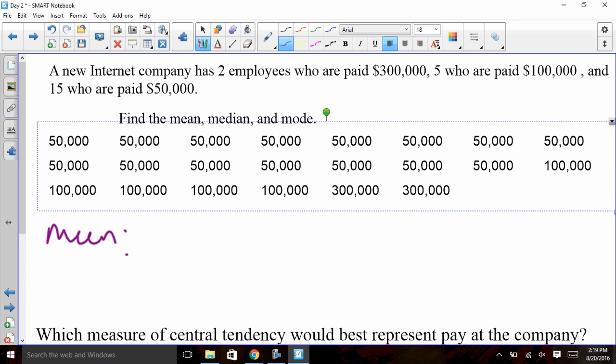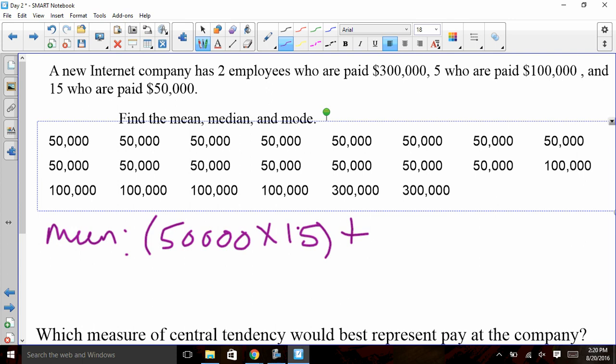So I'm going to add up all of those values together. Now, let me teach you a little trick if you haven't done so already. With the graphing calculators, you can add and multiply at the same time. So what we're going to do is hit the parenthesis button. We're going to hit 50,000. And we know that we had 15 of those. So we're going to take that times 15. And then we're going to close that parenthesis.